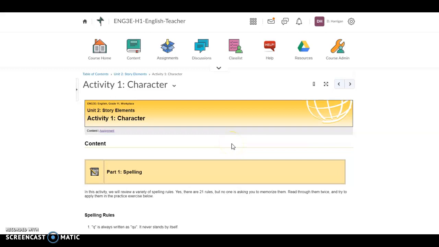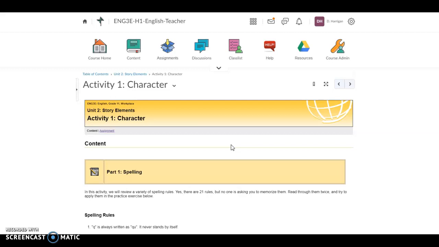And so we'll cover elements like plot, character, setting, point of view, theme, all of the major elements that make up a story. And so in Unit 2, Activity 1, we'll focus specifically on character. Now we'll get to that a little bit later in the activity.